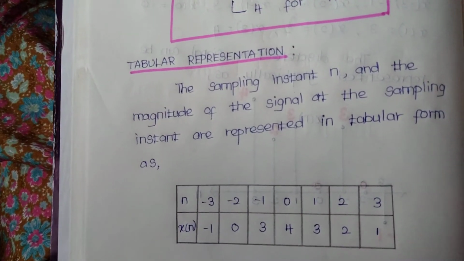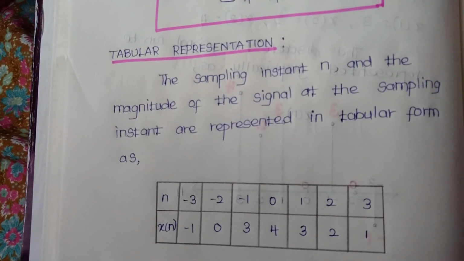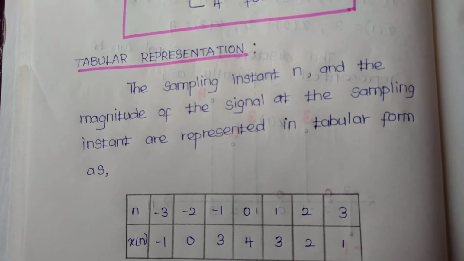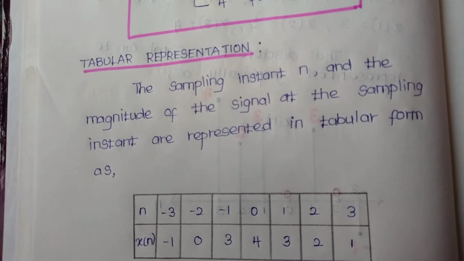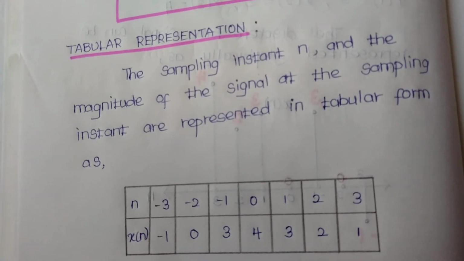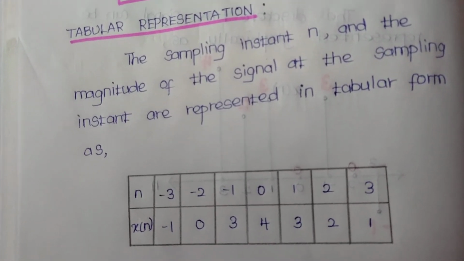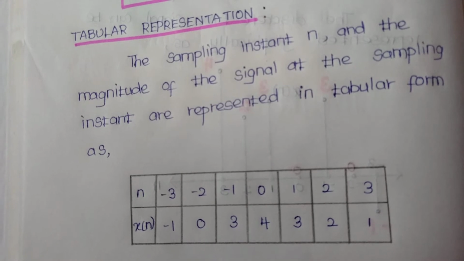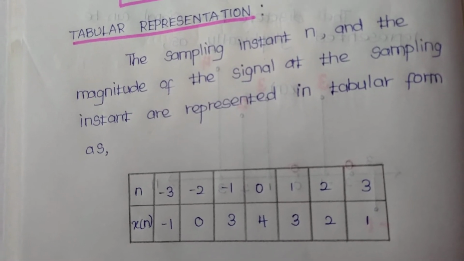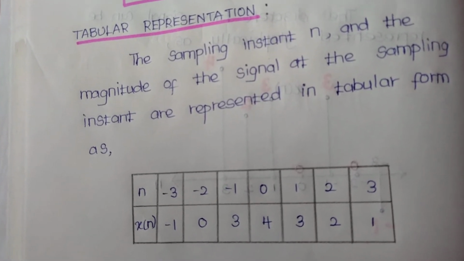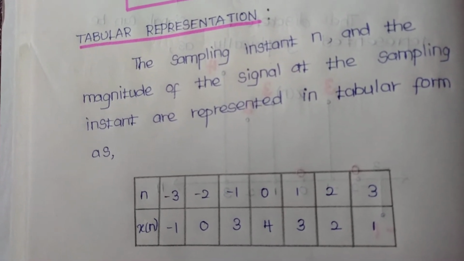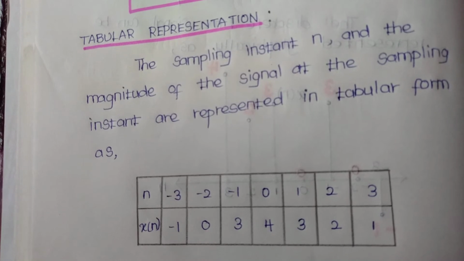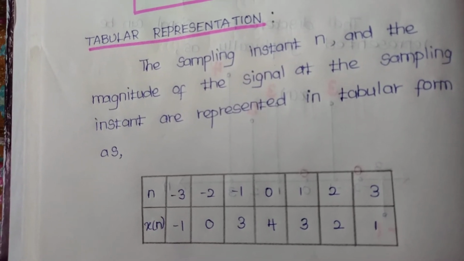Tabular representation: the sampling instant n and the magnitude of the signal at the sampling instant are represented in tabular form, in which n is written against x of n. In the timeline you write -3, -2, -1, 0, 1, 2, 3, and for x of n you should write the amplitude values. This is about sampling signals representation in tabular form.